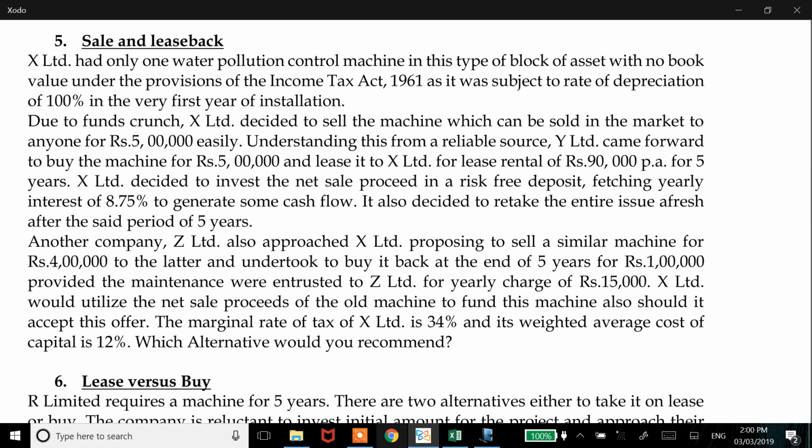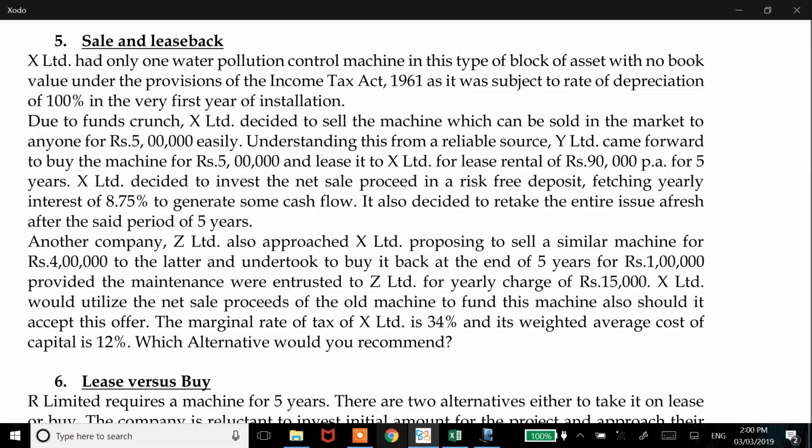See, I'll sell the asset, get 5 lakhs, pay taxes of 170, left with 330. If I leave it as 330, then it is an inflow for me. But what I do is I use this to create a deposit. So net inflow is 0. Why do I create a deposit? It gives me some inflow over the year.